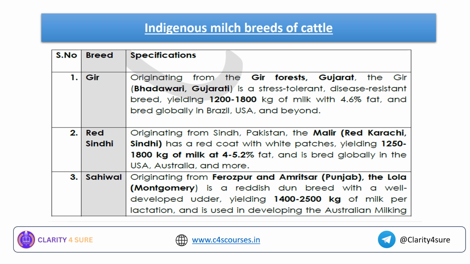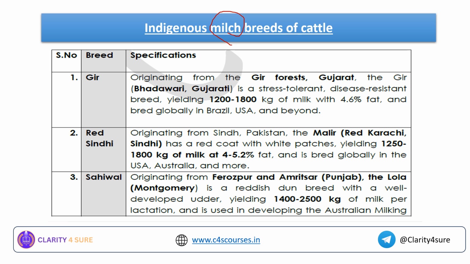Now moving into the lecture, today we will be discussing two types: the indigenous milch breeds of cattle and the indigenous draught breeds of cattle. Whatever we discuss has been taken directly from the IBPS AFO notes provided by Clarity for Sure for your upcoming IBPS AFO examination. This is an extract from the notes given to students who have enrolled for the test series.